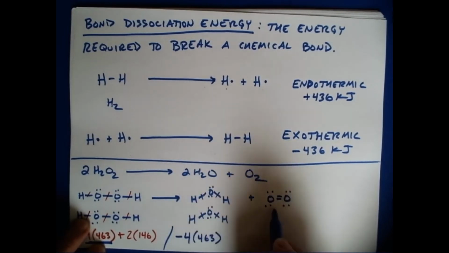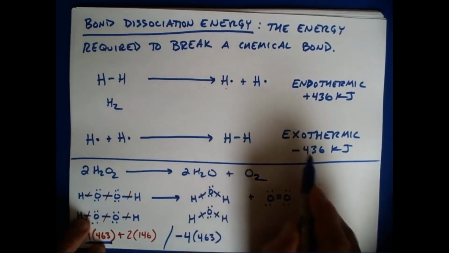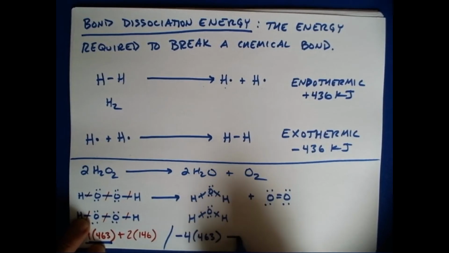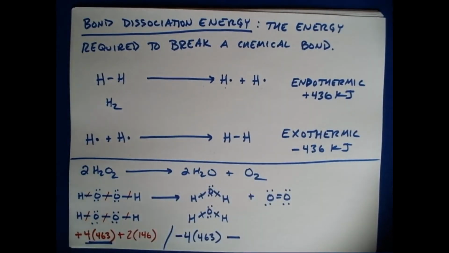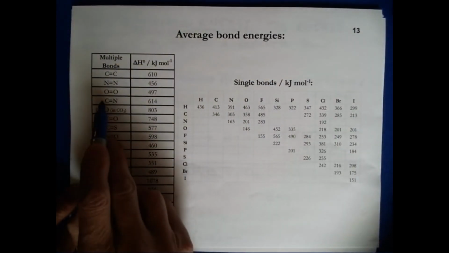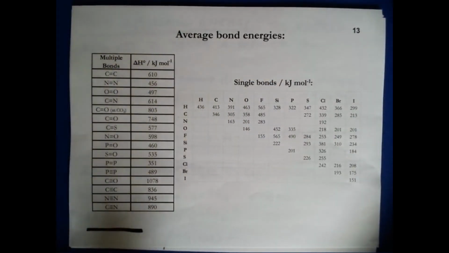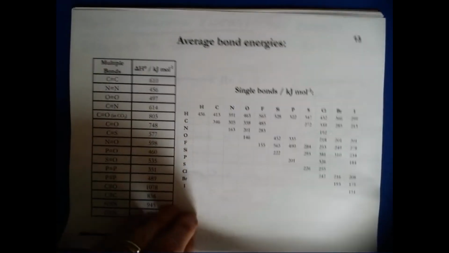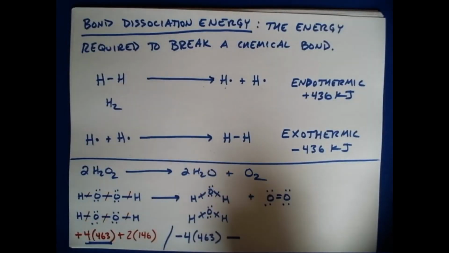And we're also going to make an OO double bond. It's exothermic, it's going to release energy, so I'm going to put a negative OO double bond. I have to go over here to the multiple bonds chart. OO is 497. So we're going to subtract just one of those, 497.